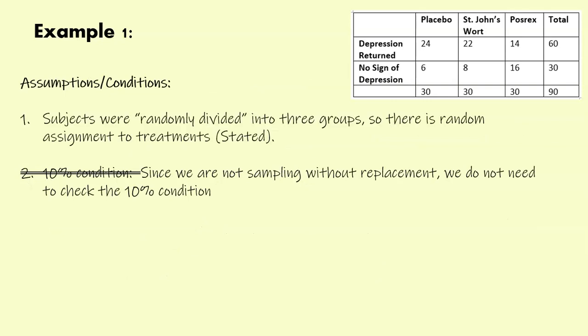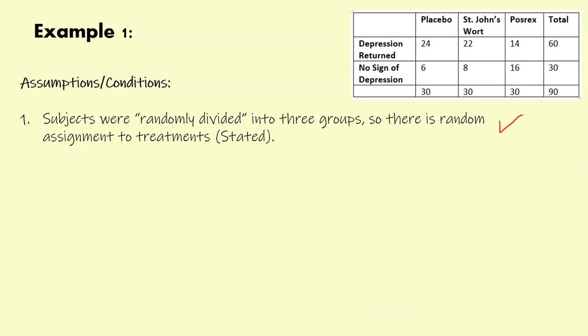All right, so assumptions and conditions. So subjects were randomly divided into 3 groups, so there is random assignment to treatments. That is stated. The 10% condition is not necessary, so since we're not sampling with replacement, I don't have to check that one. That one can just go away. And the smallest expected count.